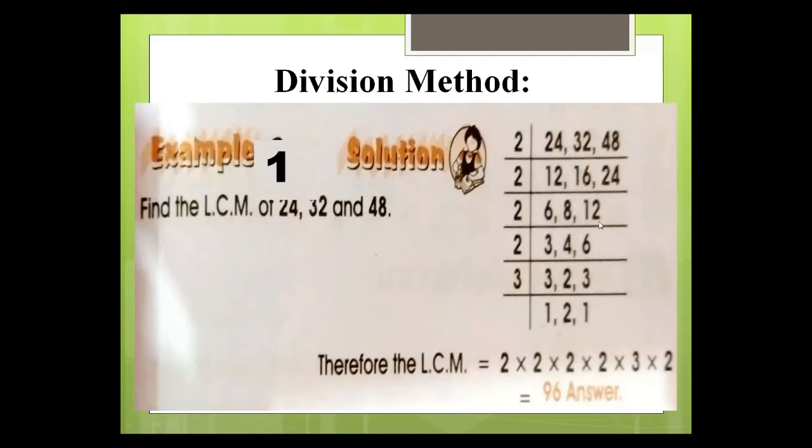The answer is 6, 8, 12. After this, we further check which divisor divides all three numbers at a time. We know that 6, 8 and 12 are all divisible by 2. That's why we take 2 as a divisor and divide all three numbers. Then the answer is 3, 4 and 6.